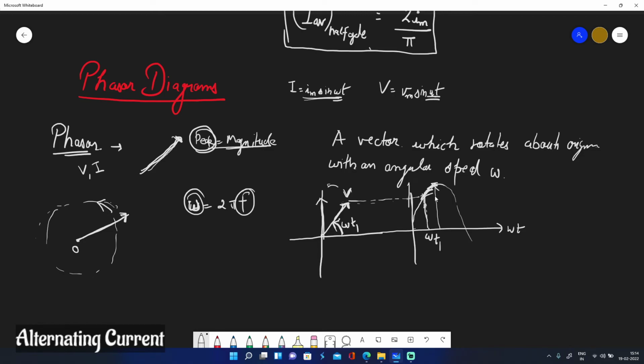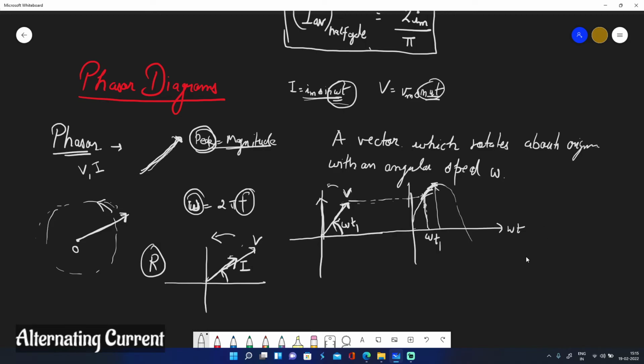Okay, so these are nothing but a way to determine the phase relationship. Suppose in a resistive circuit, the voltage and current phasors will be like this. If I say voltage is like this, the current phasor also will be coinciding with this, because there is no phase difference. Both angles are the same. This also subtends omega t. So both will be in phase, and they will be rotating together.